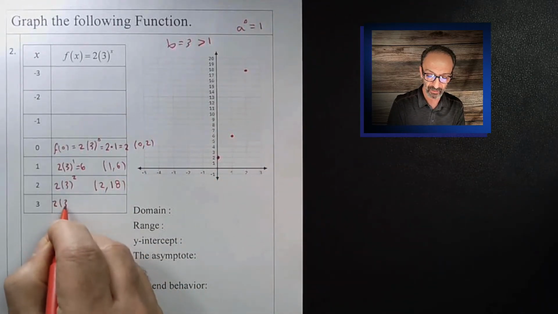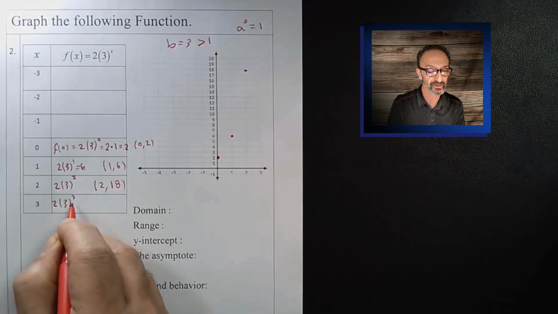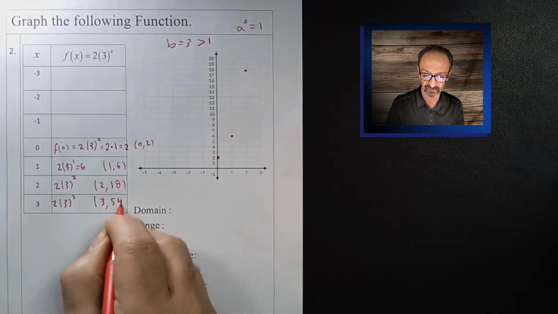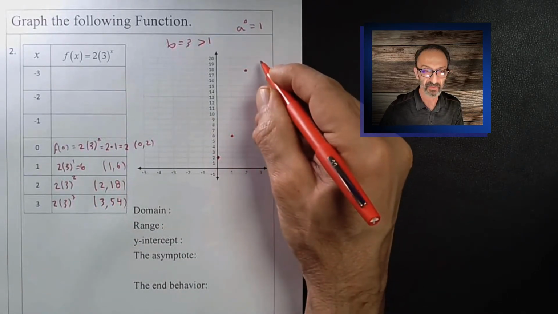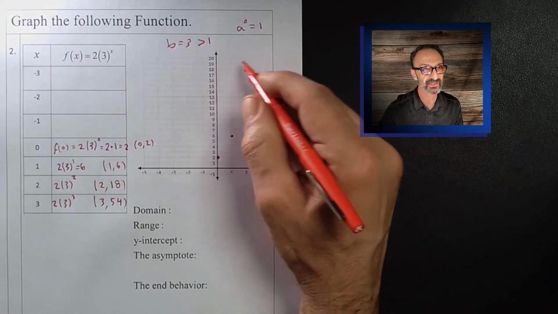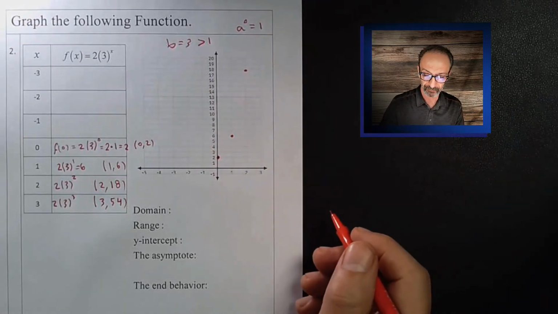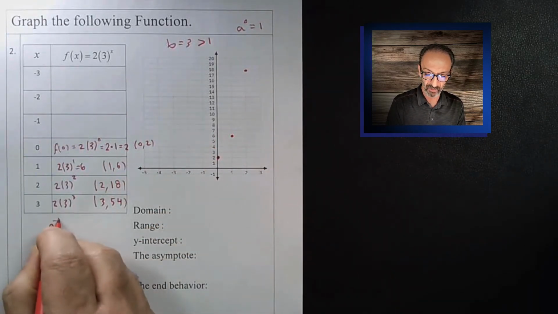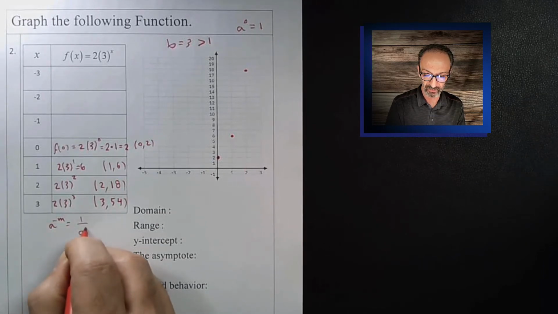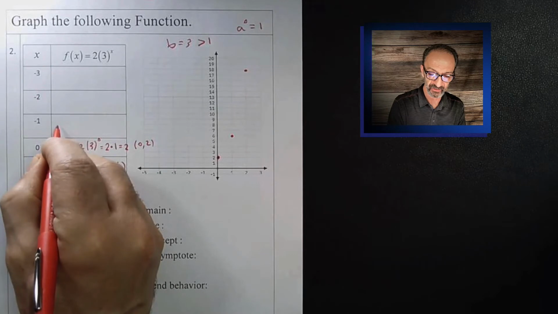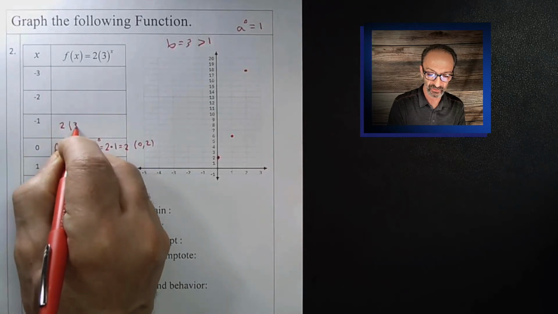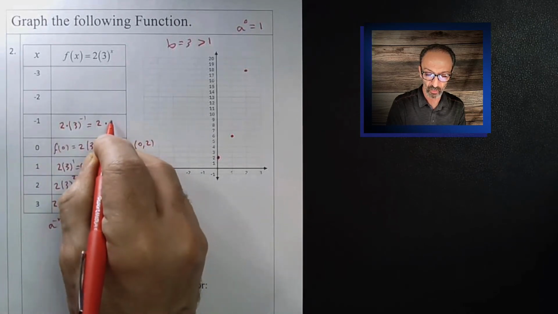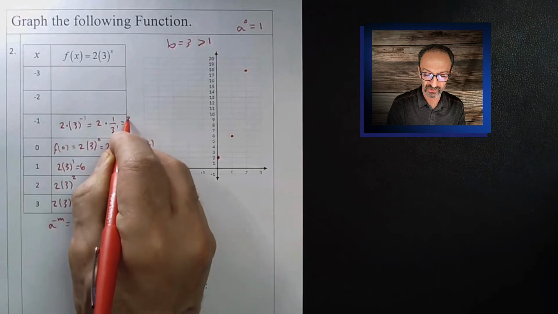For 3, that's going to be 3 to the third, which is 27 times 2, 54. So 3 will give me 54. As you can see, 3 will take me all the way more than twice 20 right here, which is hard to reach. Negative 1. As I mentioned in the last example, a to the power minus m will change to 1 over a to the power m. So what we have here is 2 times 3 to the power negative 1, which is 2 times 1 over 3 to the power 1, which is 2/3.